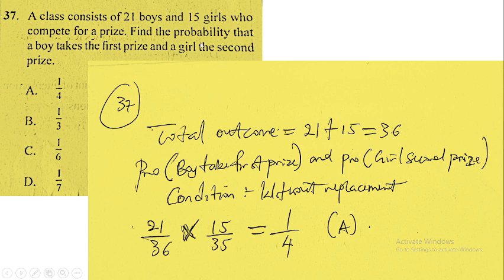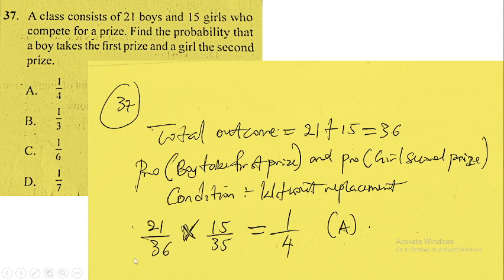So out of the 15 girls, one girl will take what, second. So that means we'll be having 15 over 35 that is left when one boy is removed. So that means we'll be having 21 over 36 times 15 over 35.